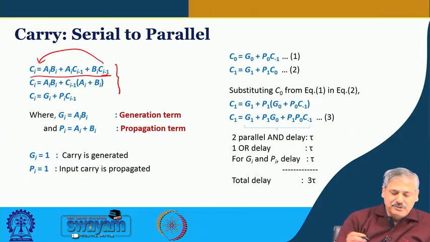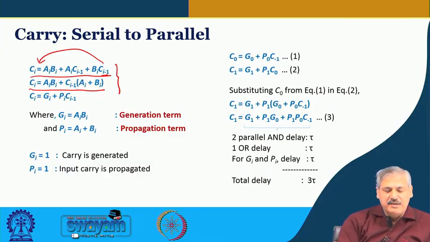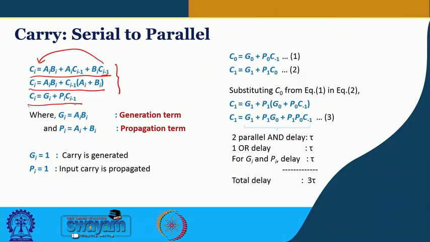To do that we are defining two terms. First of all, we are writing C i as A i B i plus C i minus 1, taking A i plus B i common, and then we are writing it in this way.